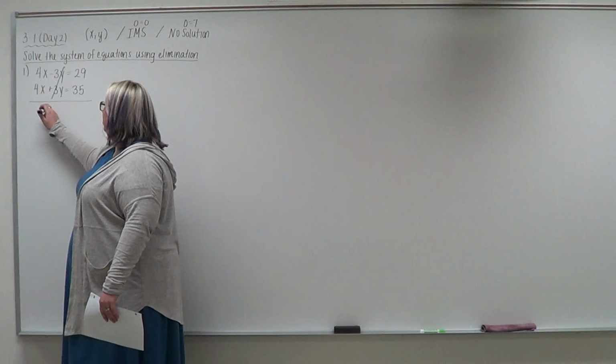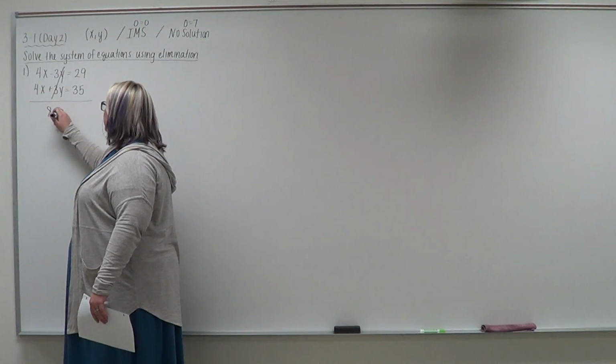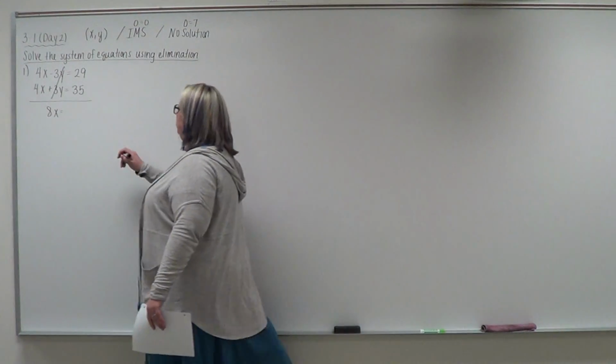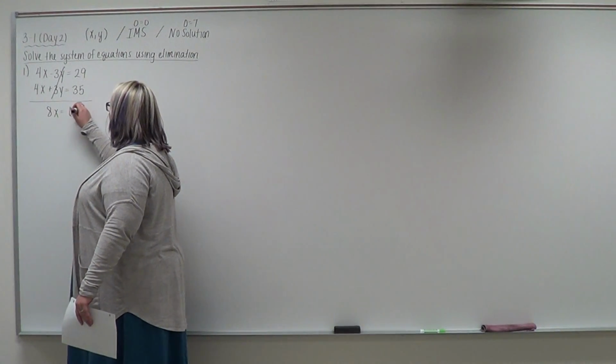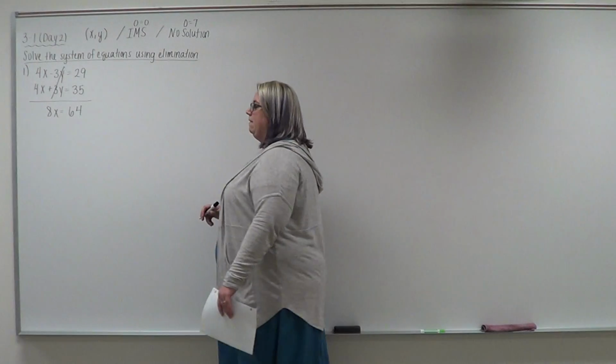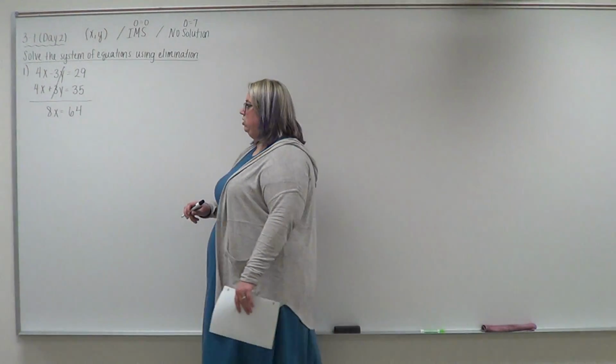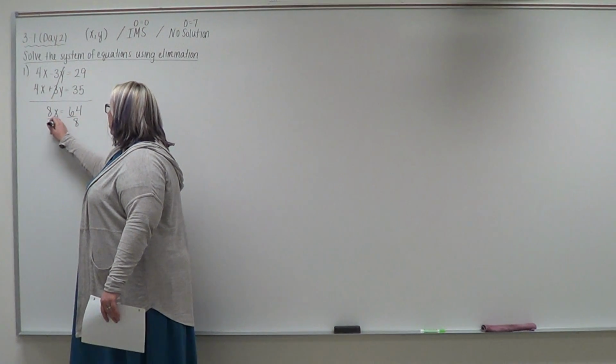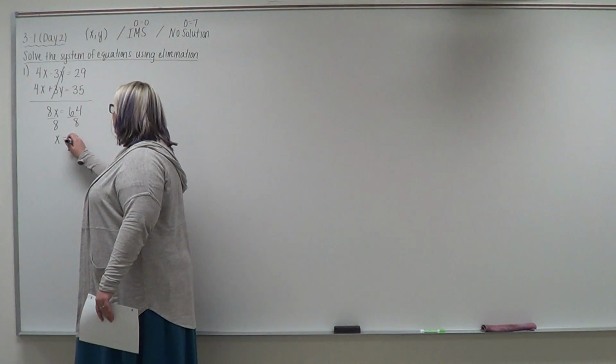4x plus 4x, that would give me 8x. Then I would add 29 plus 35. So that would give me 64. And then I would solve for x. So to solve for x, I would divide by 8. So I get x equals 8.